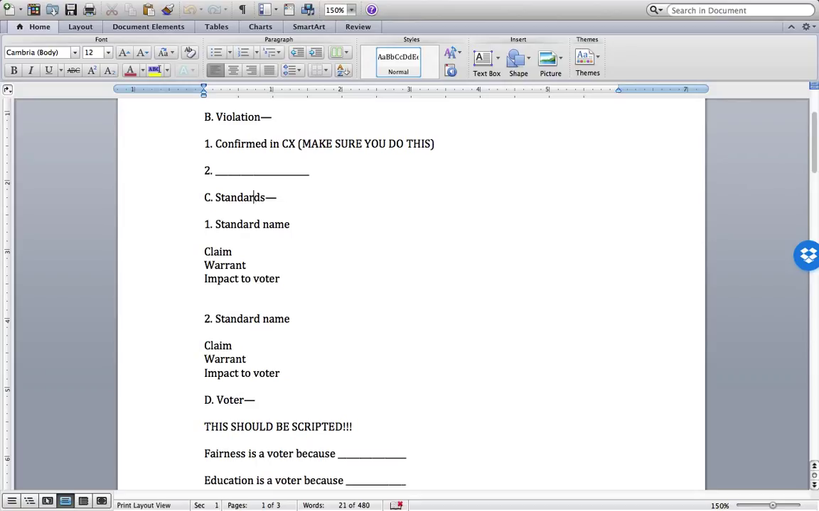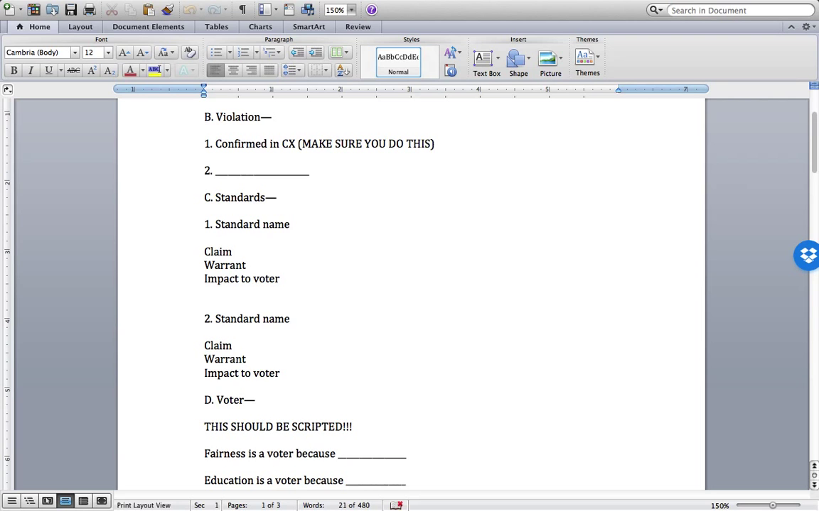So the trick I have is I tell myself, claim, you skew time. Warrant, give an explanation for why they skew time. Impact, why is time skew important? And in my warrant, I always tell myself, be comparative, and give examples. The more specific your explanation for why they're being abusive, the better. Does that make sense?